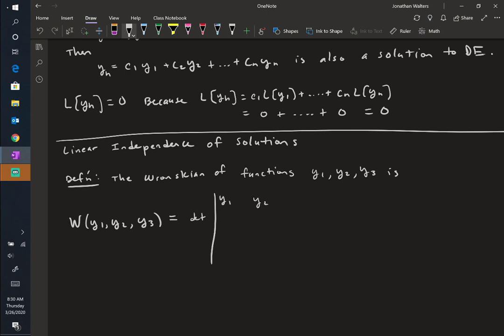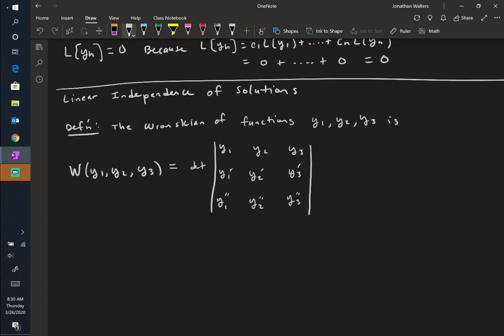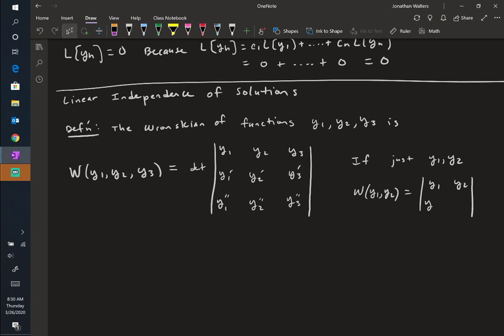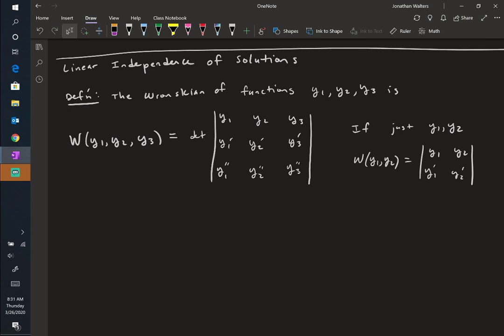The determinant has first row y1, y2, y3, second row y1 prime, y2 prime, y3 prime, and third row y1 double prime, y2 double prime, y3 double prime. If we have just y1 and y2, then the Wronskian of those two functions is the determinant with rows y1, y2 and y1 prime, y2 prime. So that would be the Wronskian.